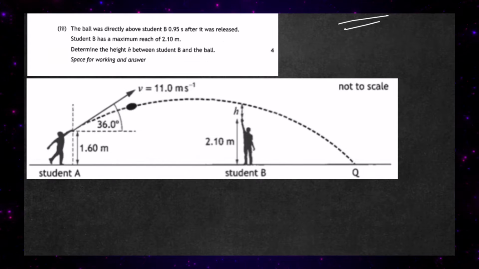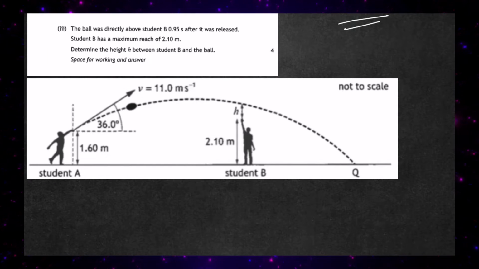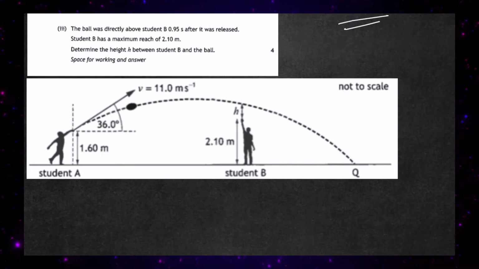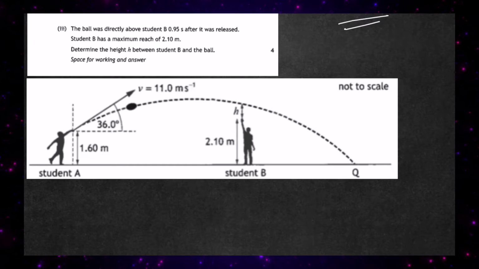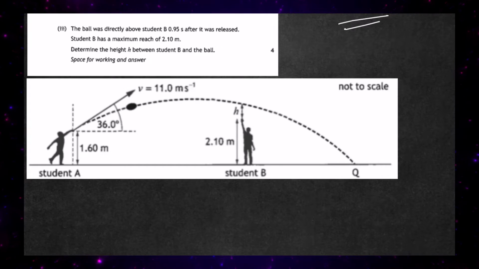Question 1A, part 3. The ball was directly above student B 0.95 seconds after it was released. Student B has a maximum reach of 2.10 meters. Determine the height h between student B and the ball, and h is shown in that diagram there. It's not drawn to scale. So for 4 marks, how do you go about doing this one?